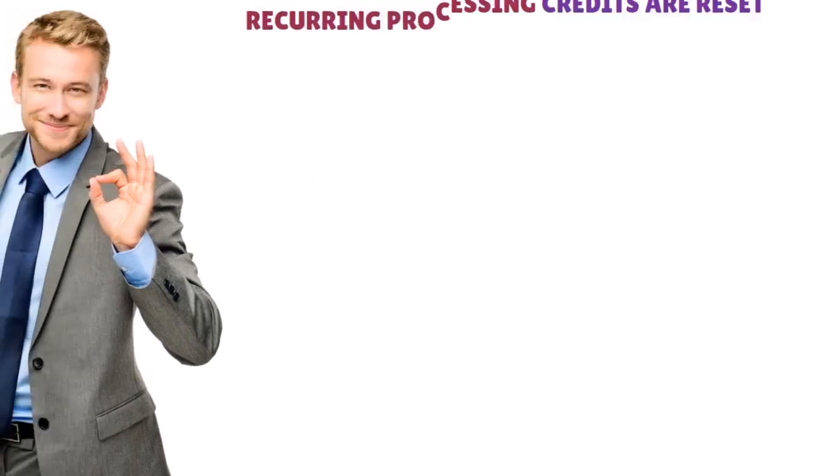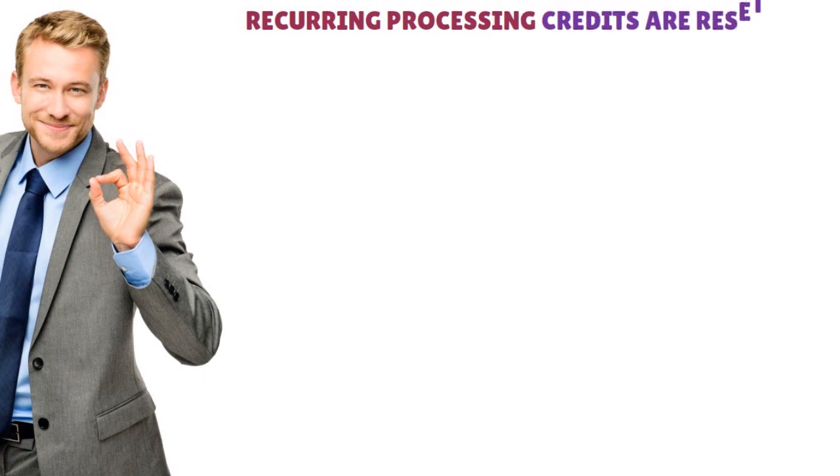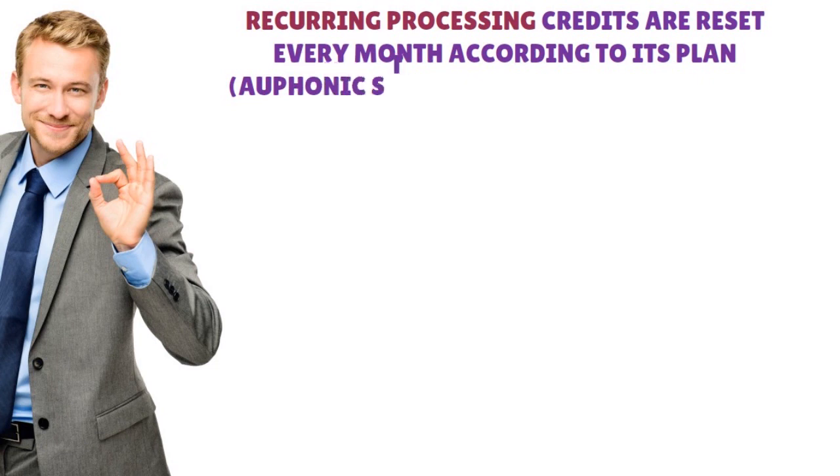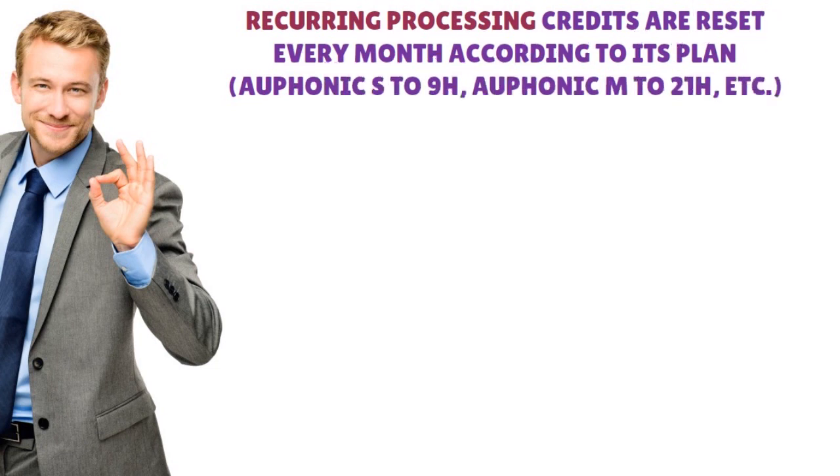Okay. And when we talk about the difference between recurring and one-time credits, it's very simple. Recurring processing credits are reset every month according to its plan. So Auphonic S is 9 hours, Auphonic M is 21 hours, etc. And if you don't use all credits in the current month, you cannot save them for the next month.